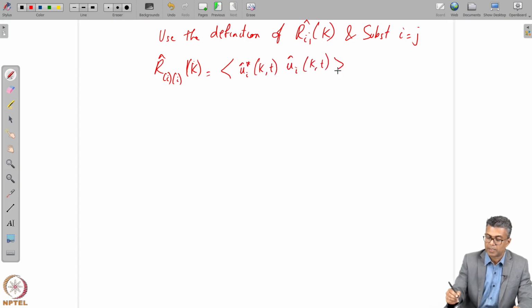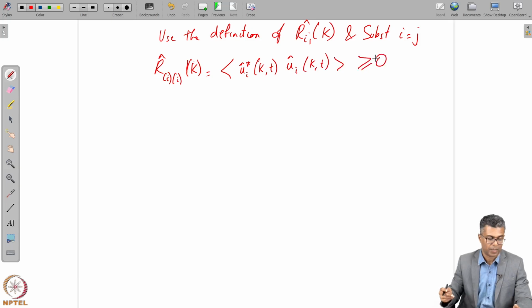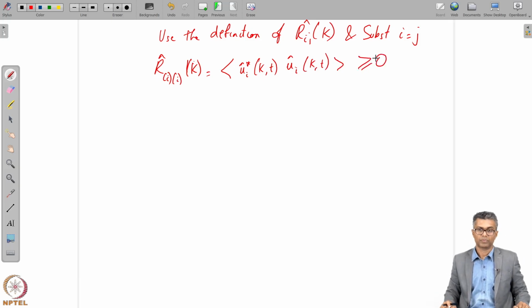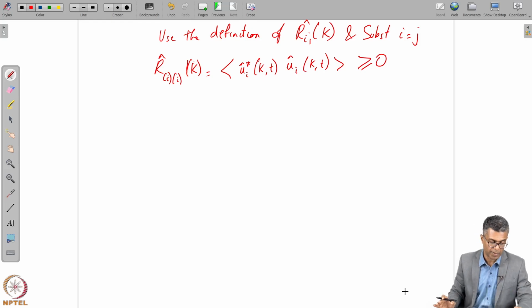Okay, this is always going to be greater than or equal to 0. You have a complex number multiplied by the conjugate of the complex number: a plus ib multiplied by a minus ib. You will get a squared plus b squared, always a number that is greater than or equal to 0. So that is right there.